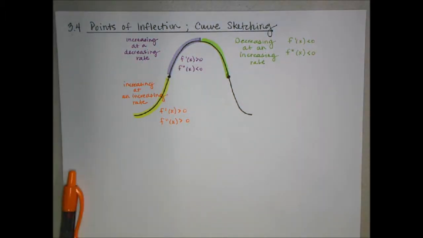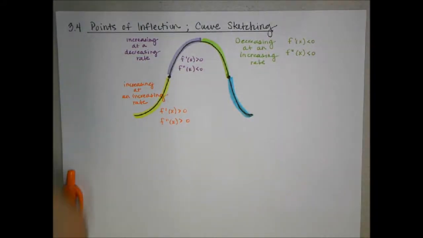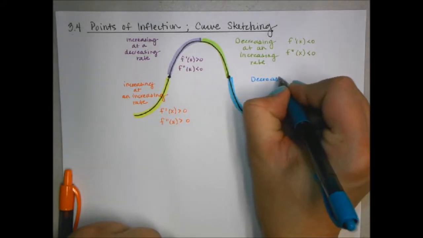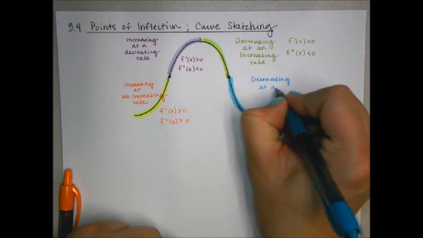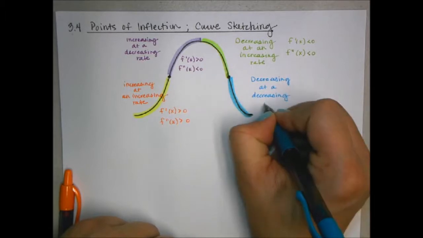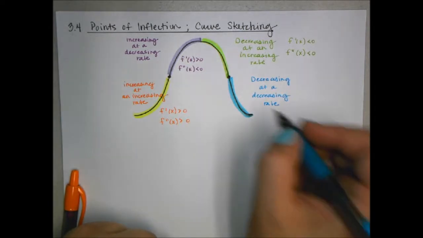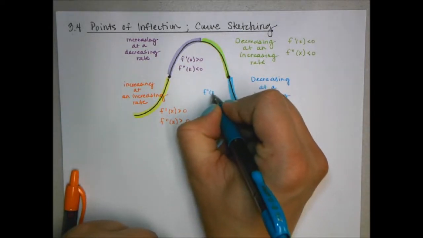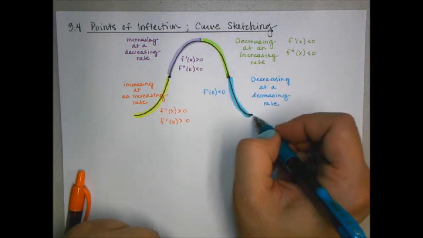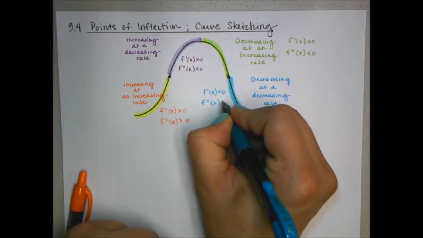So in the fourth region, we still have that the curve is decreasing. This time at a decreasing rate. My first derivative is still negative since the slopes of the tangent lines would still be negative here. And the function has gone back to being concave up, as if this is part of an upward facing parabola. So our second derivative here, positive.